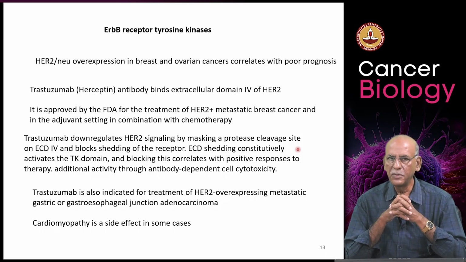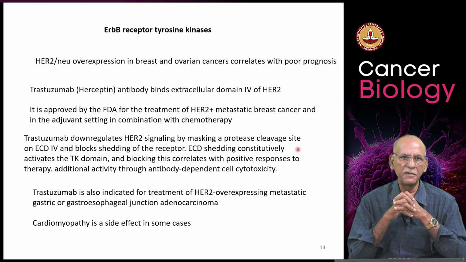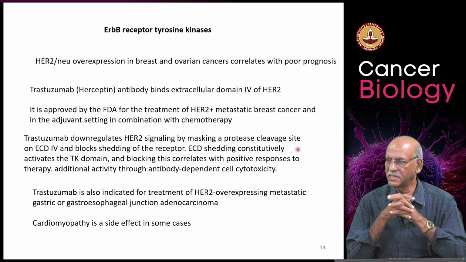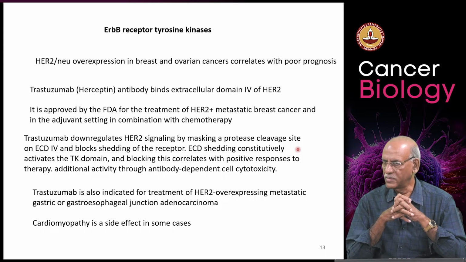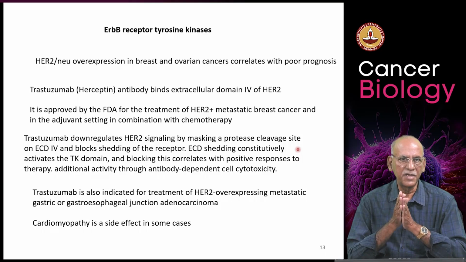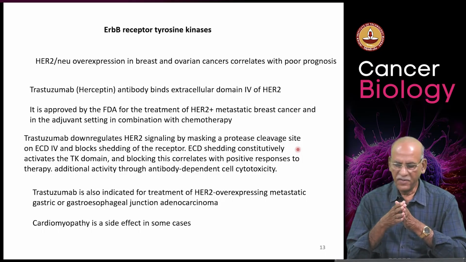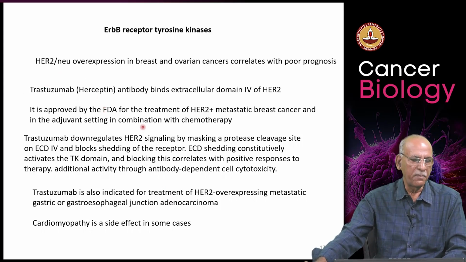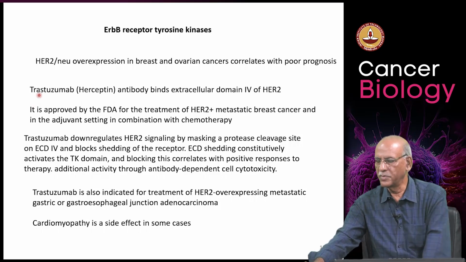I already told you another oncogene addiction is by HER2/neu overexpression in breast and ovarian cancers, and this correlates with poor prognosis. Already mentioned this. So, this is another example of oncogene addiction. Here you can find the name Herceptin, which is called trastuzumab. This clearly tells you MAB, it is a monoclonal antibody to the HER2/neu receptor.